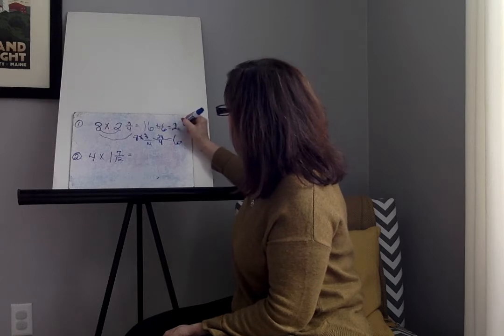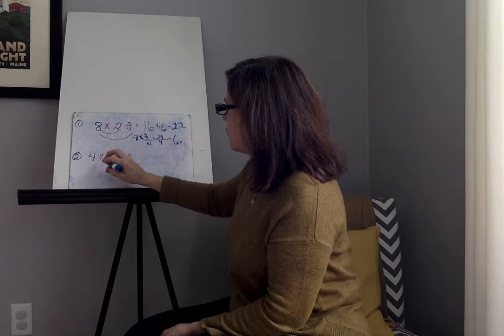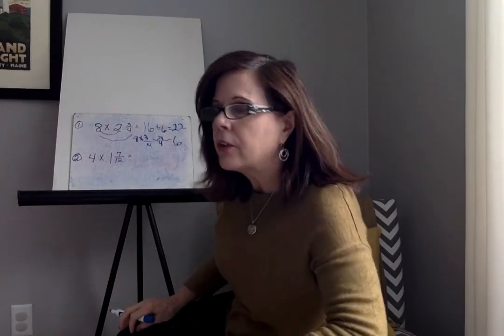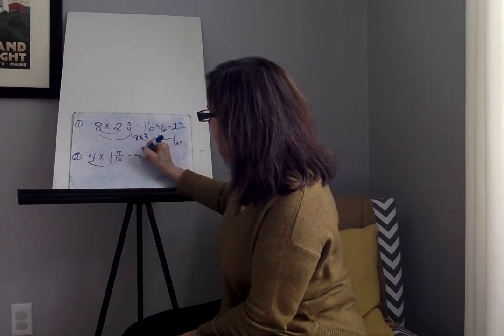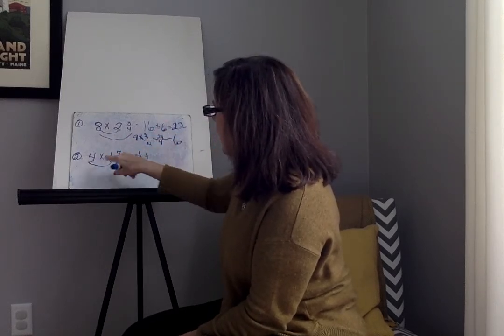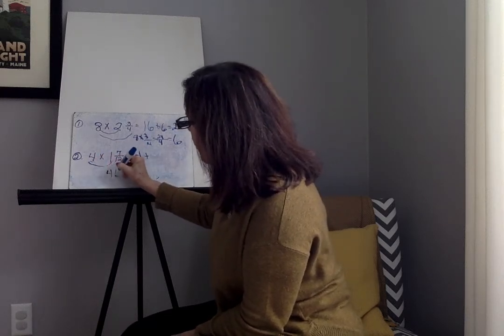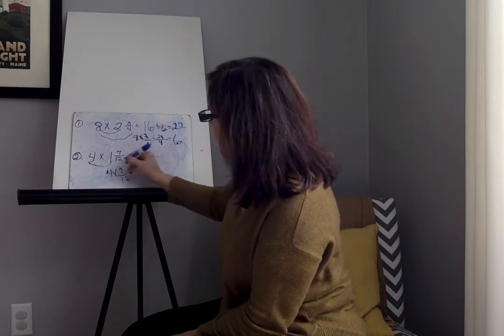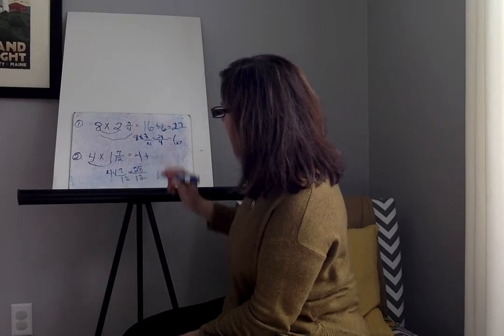All right, so now let's try number 2, which is 4 times 1 7/12. Okay, so we're going to multiply by the whole number. 4 times 1 is 4. Plus now we need to multiply 4 times our fraction. So that would be 4 times 7/12. So that would be 4 times 7 is 28. The denominator stays the same.